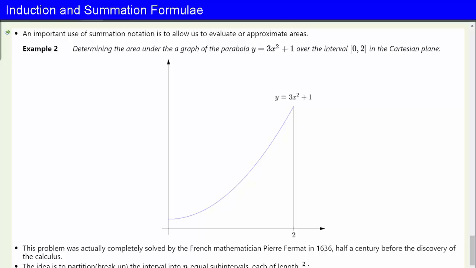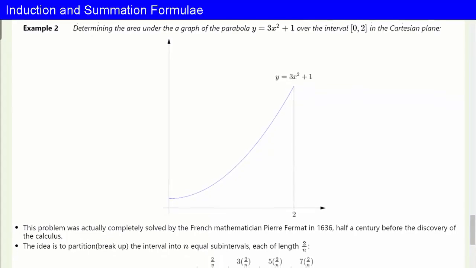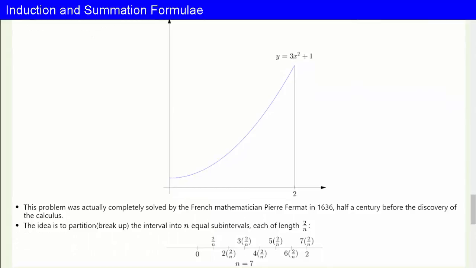This problem was actually completely solved by the French mathematician Pierre Fermat in 1636, half a century before the discovery of calculus. At this stage, we're going to show how to find approximations to this area to as high a degree of accuracy as you please. The idea is to break up the interval, the precise phrase is partition the interval, into n equal subdivisions, each of length 2 over n.